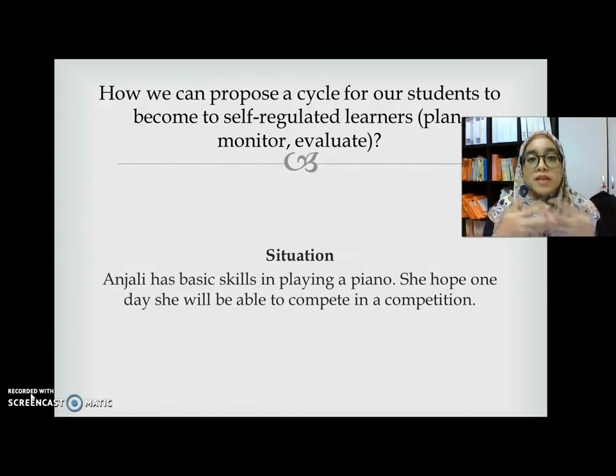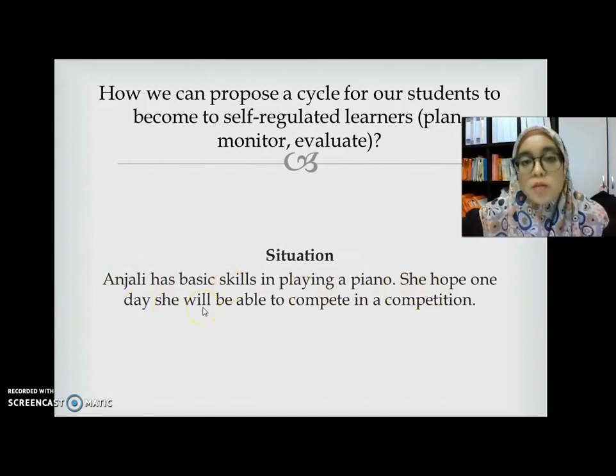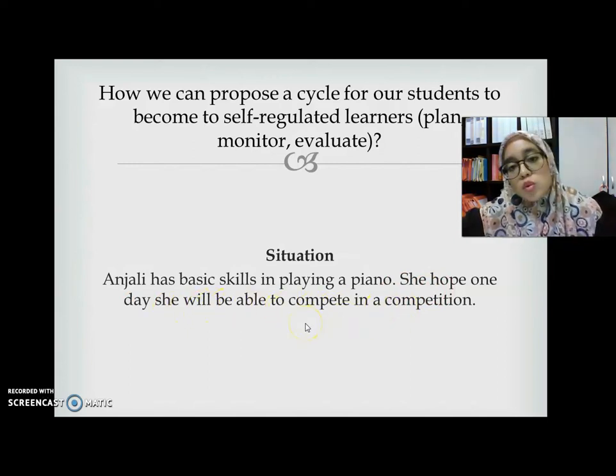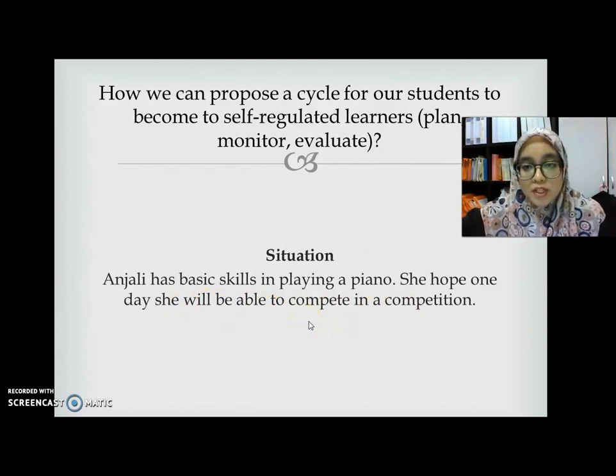Okay, we know that a self-regulated learner chooses what they want to do. That means they have goals and know how they are going to accomplish them. I will give one situation here: Anjali has basic skills in playing the piano. She hopes one day she will be able to compete in a competition. Here is her goal, to compete in a competition. So we go to our first stage, which is plan.